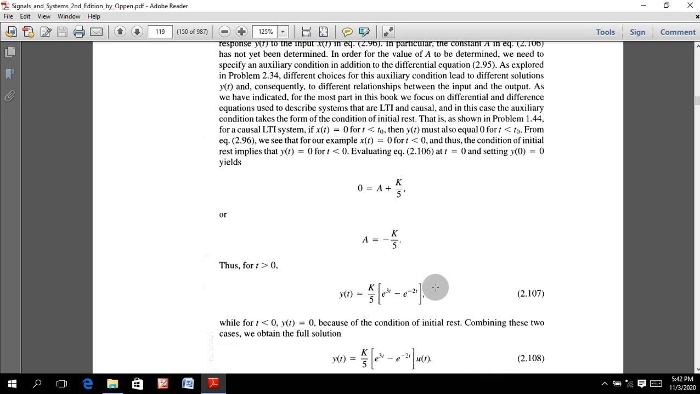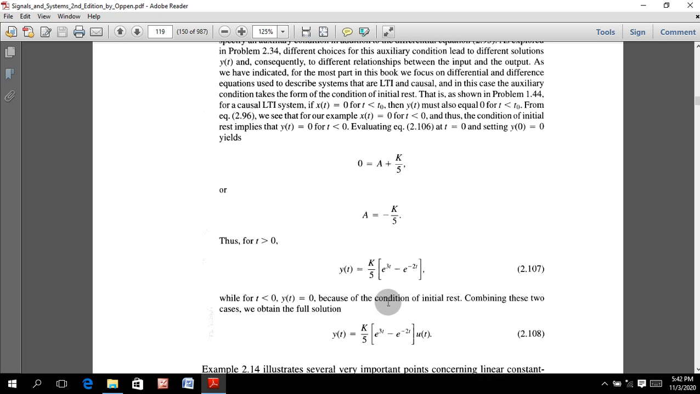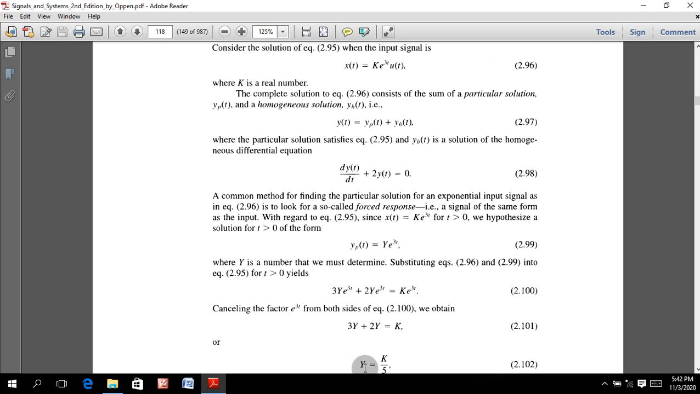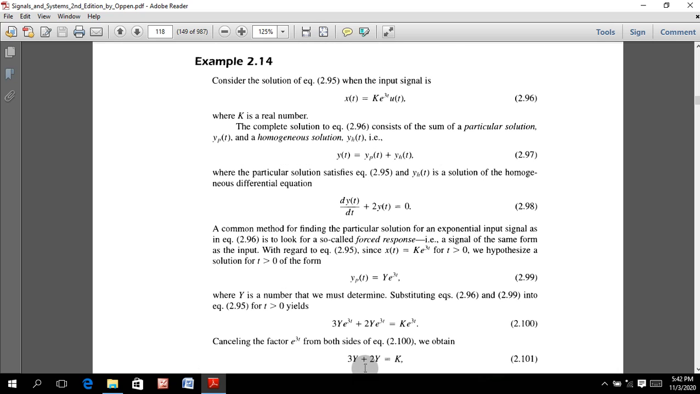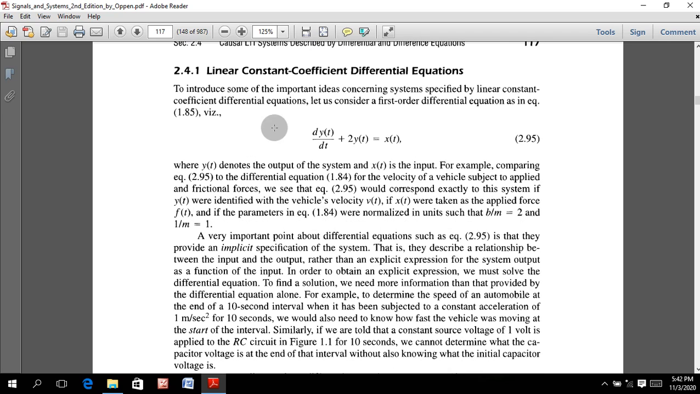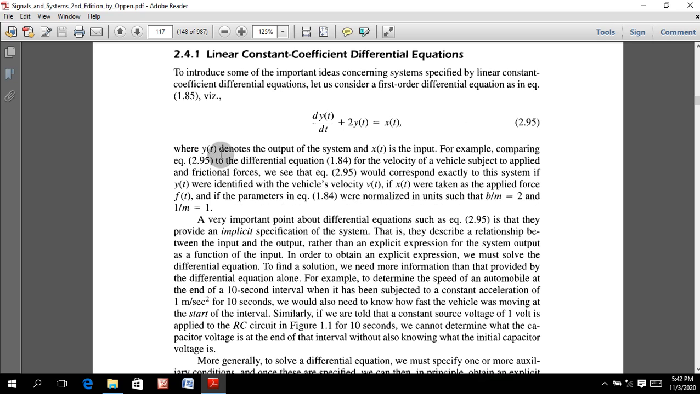So this is another technique of finding the output signal by using the first order difference equation of an LTI system. We have now described the whole process by which we can use the difference equation to find the output signal when the input signal has been given for an LTI system. Here we are required to understand why the linear constant coefficient differential equation is required, where y of t denotes the output of the system and x of t is the input.